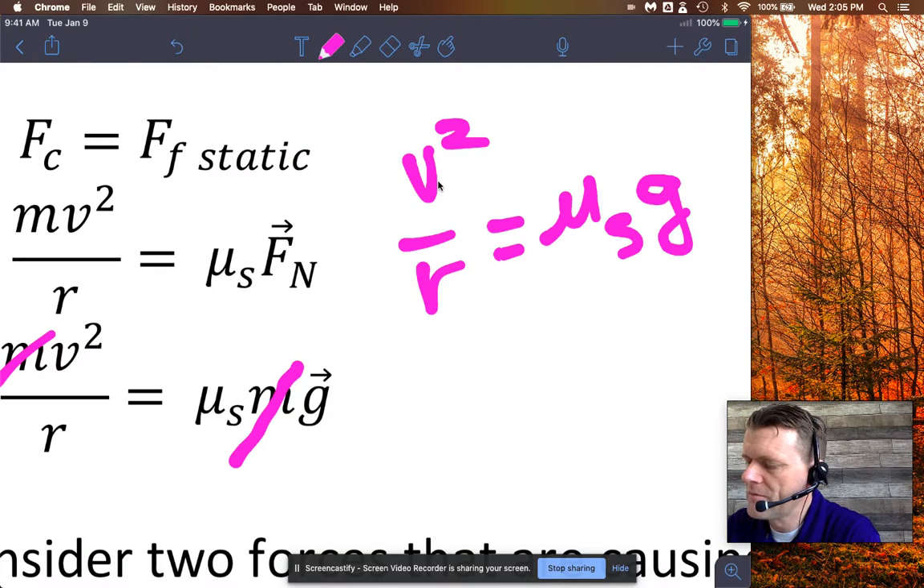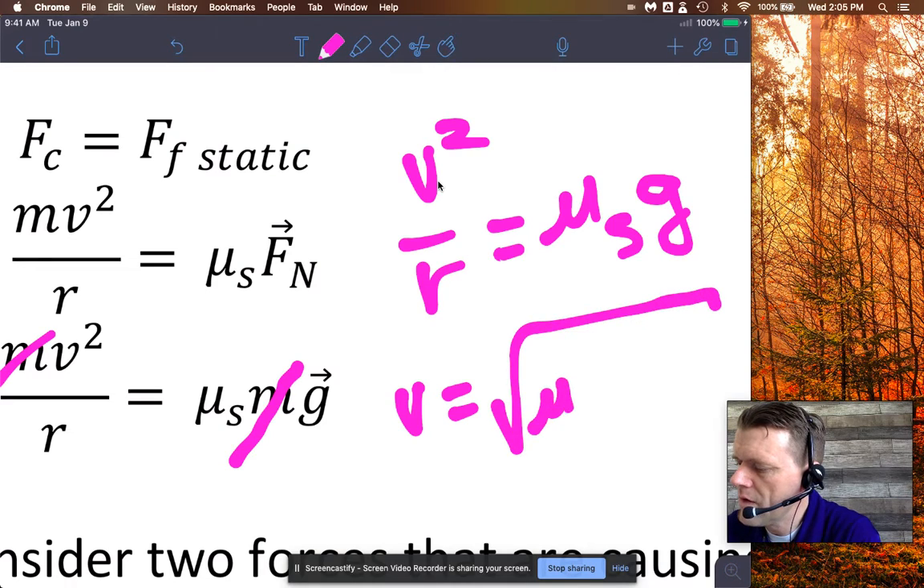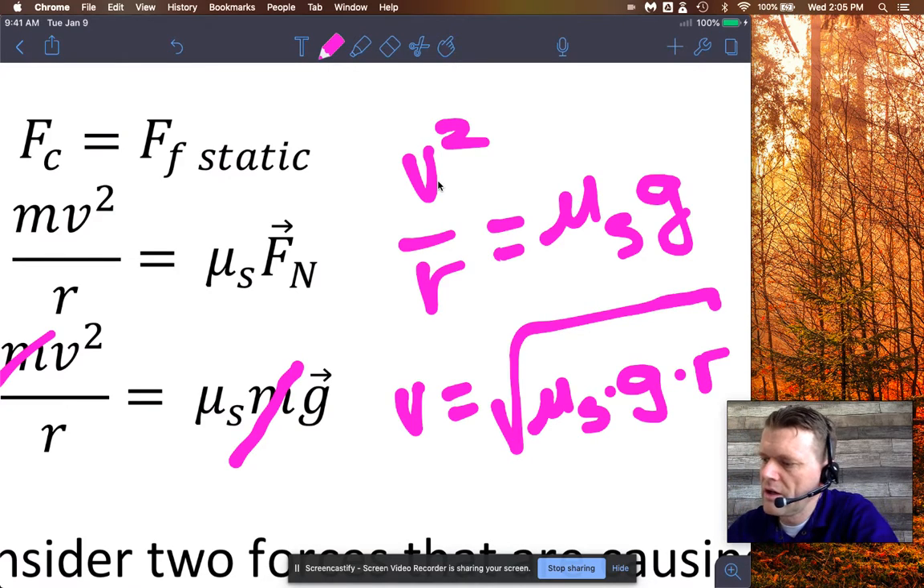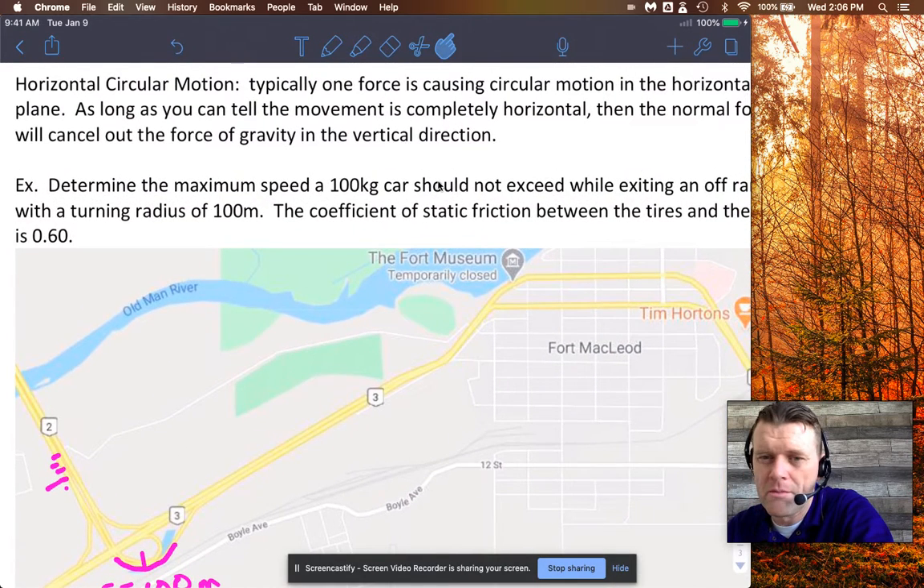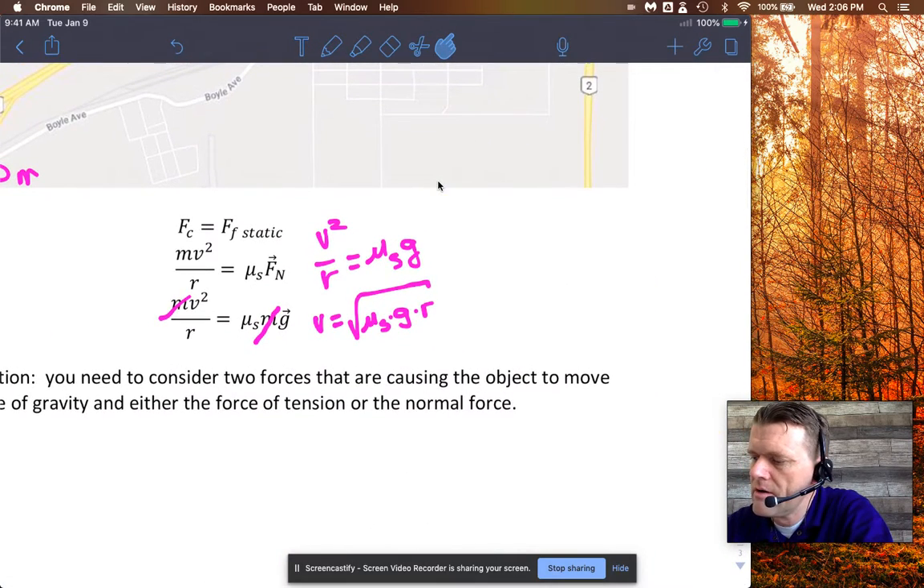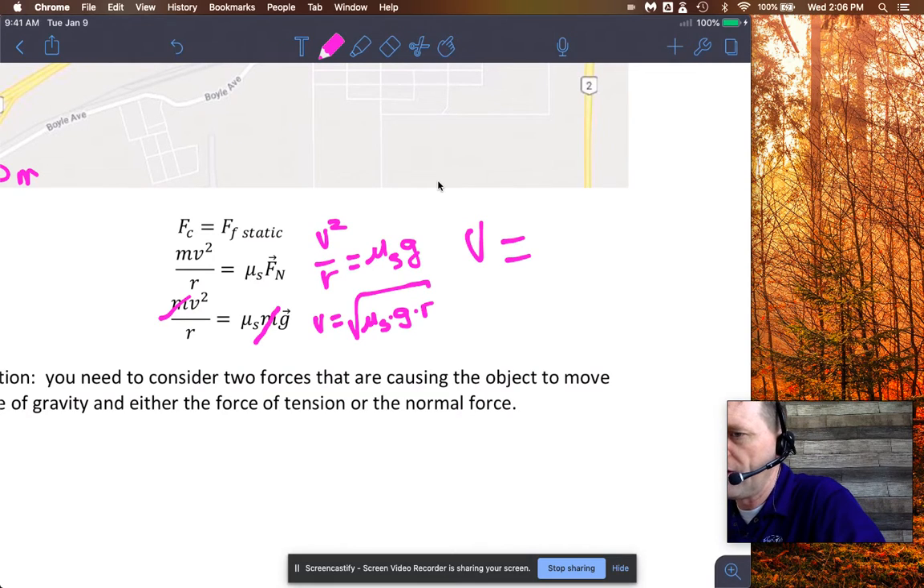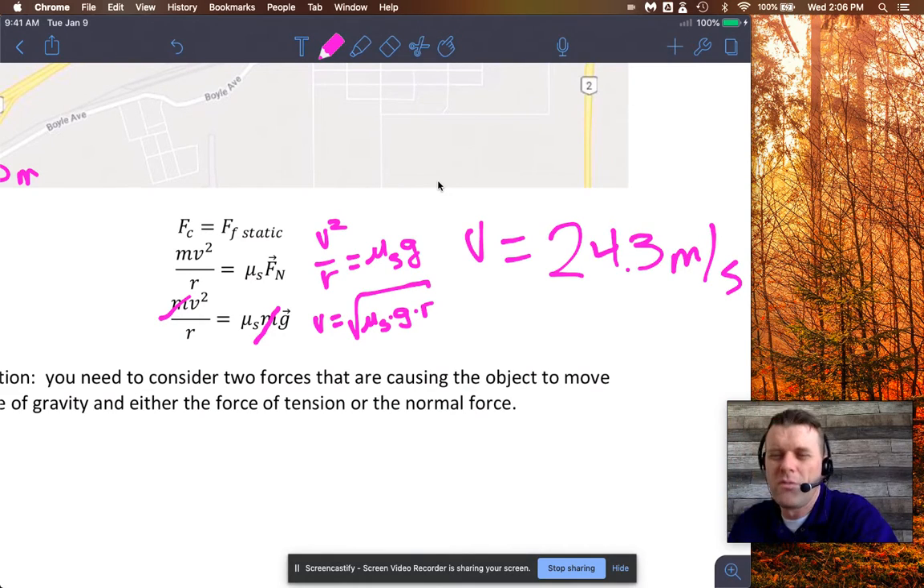If I'm trying to solve for v, then v would just equal the square root of mu s times g times r. Using the numbers that are here, the mass of the car didn't matter because it canceled out. So really I just have R is 100, g is 9.81, and mu s is 0.6. If I do that really carefully, I wind up getting 24.3 meters per second.